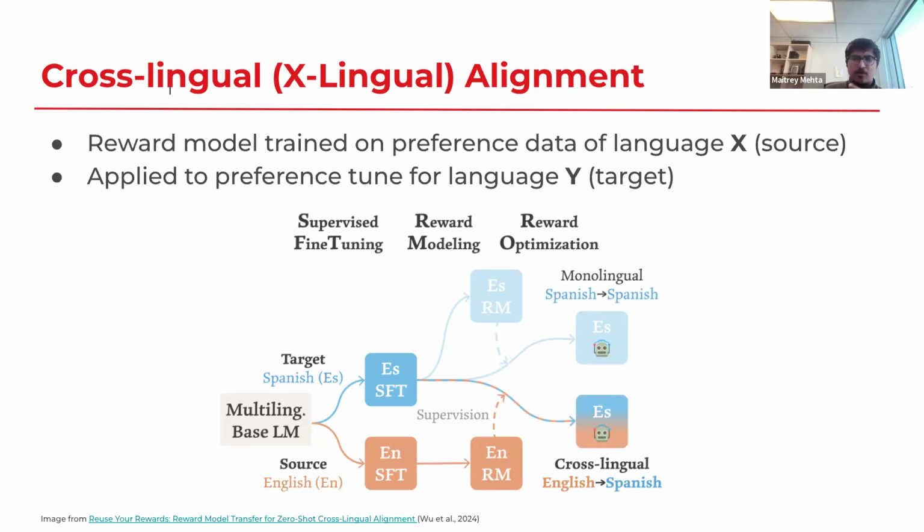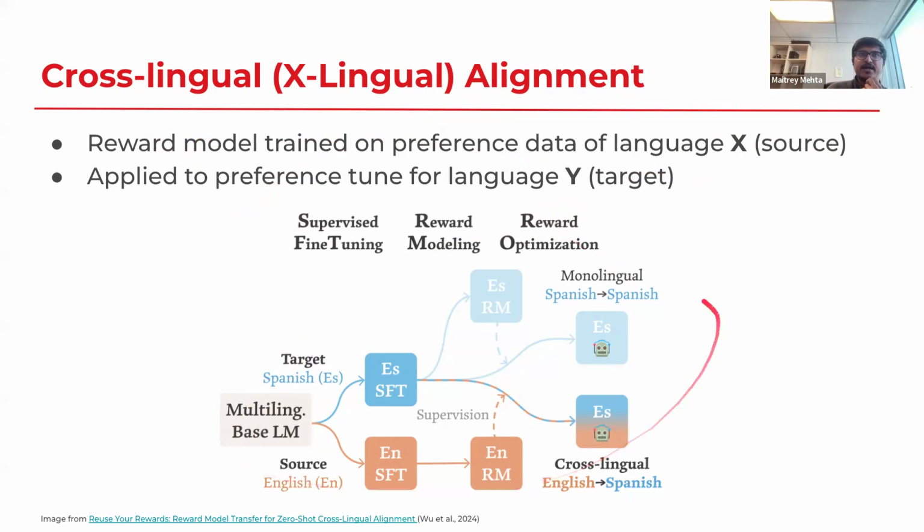So the definition of cross-lingual alignment is that you have a reward model, if you're using an online system, that is trained on the preference data of a source language, let's say English, and you want to preference tune the IFT model using this reward model that was trained on the source language and apply it to a target language, which might be a relatively low resource language.